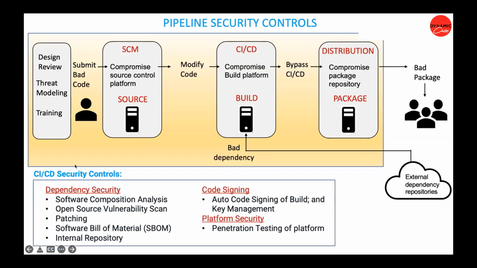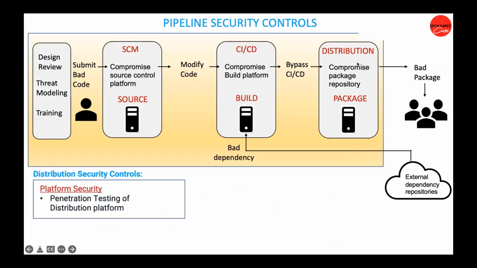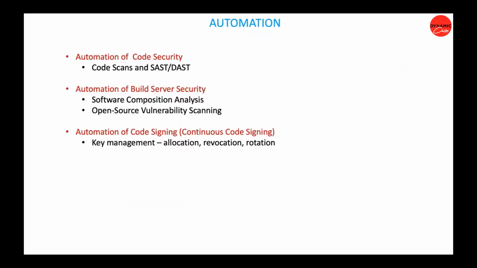Similarly, you have the CI/CD controls. That means in this part, there is software dependency security. Here, a bad dependency can come in. So composition, open source vulnerability scans, software bill of materials, and internal repository. These are all here. And of course, each of those components is again code signed and secure. And then finally, you have the distribution part, penetration testing of the distribution platform. So this basically is the pipeline security part of it in the dev.